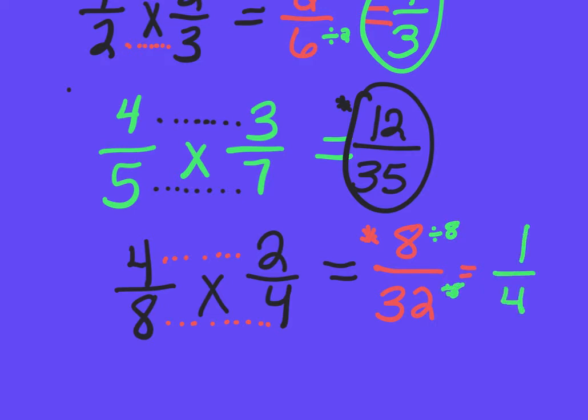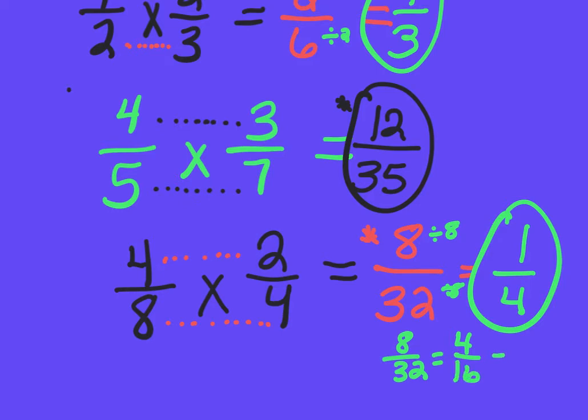8 will go into 32 4 times. My final answer is 1/4. Just a review of simplifying, I could have started with 2, and 2 will go into 8 4 times. 2 will go into 32 16 times.